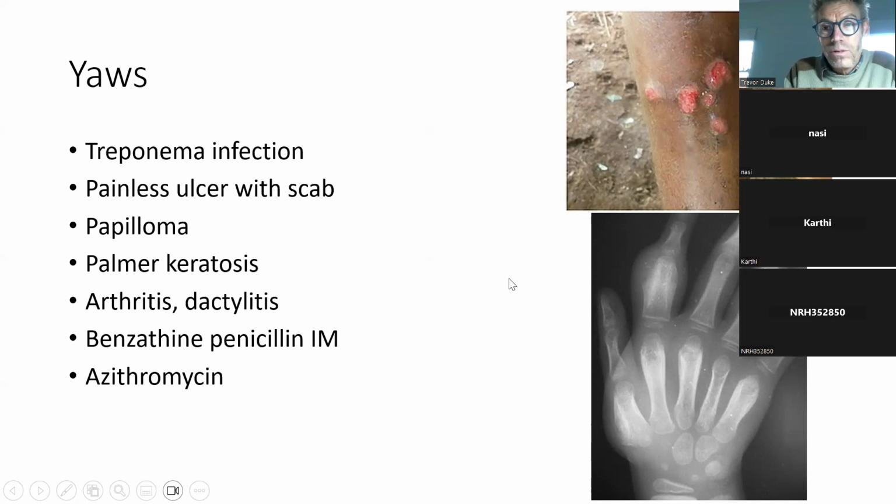To talk about yaws is another topic, but it can start with a papilloma, and then it becomes ulcerated and often granulated around the edge. It's usually a very well demarcated rash, and often the children are undernourished and they have joint pains as well. These children respond very well to benzathine penicillin intramuscularly, or azithromycin if you don't have benzathine penicillin, and they respond very well.